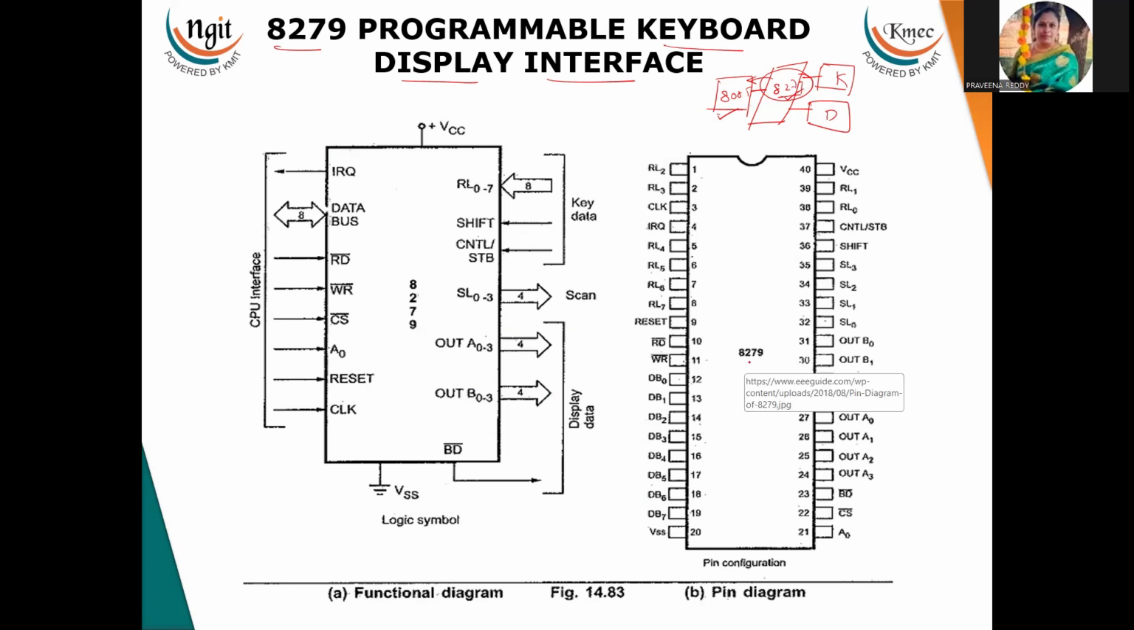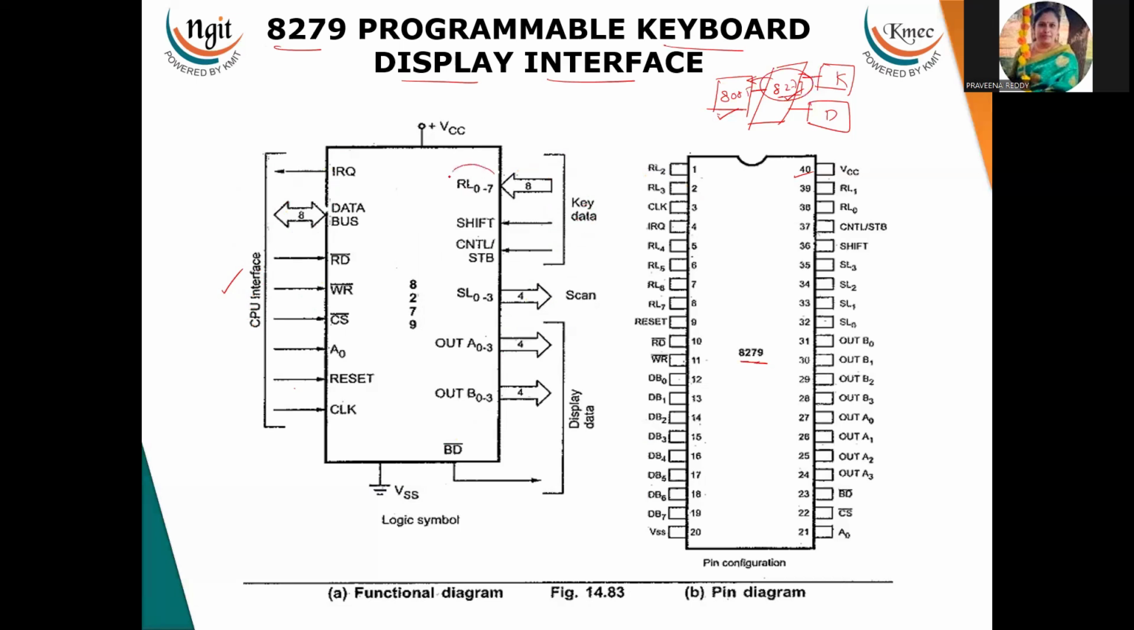Now this is the 8279 IC diagram. It is a 40-pin IC, and this is the functional diagram. Functional diagram means the total pins are divided into 4 groups. The pins which are connected to the CPU are called the CPU interface pins. And the pins which are connected to the keyboard are called the key data section.